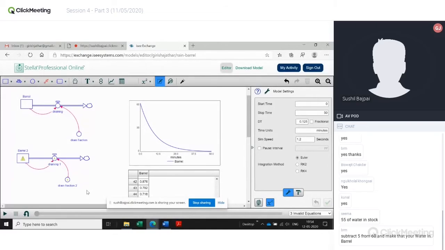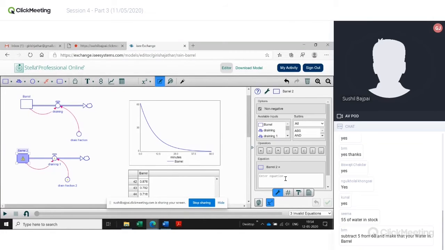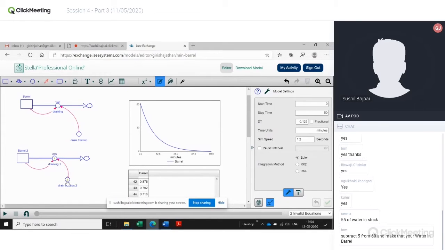Actually, the amount of water in the stock is 60, out of which only 55 will drain out. So stock will still be 60. But out of this stock, we should only drain out 55 liters, and 5 liters should remain in stock, and that is what the new graph should be.